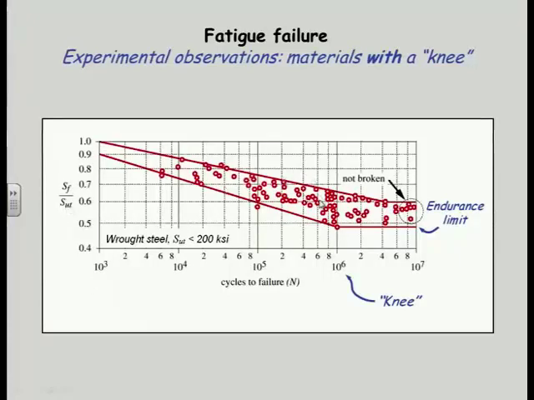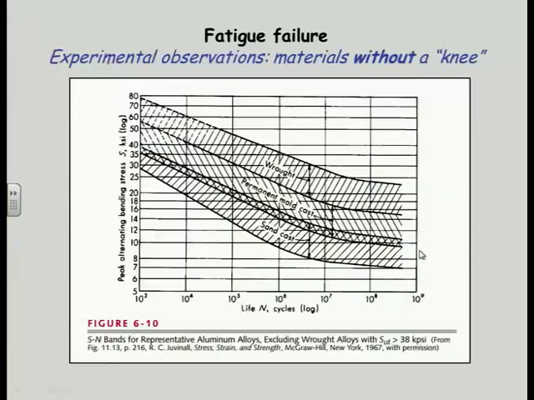But the important thing to take away from this is that you've got a huge amount of scatter. So we have to apply some statistics to this to get a safe value. We want to be down here with our stresses, right? And we would take perhaps this number as the endurance limit. And these specimens never broke out of 10 to the 7th cycles, which is as far as they took this particular one. Here's some more test data.